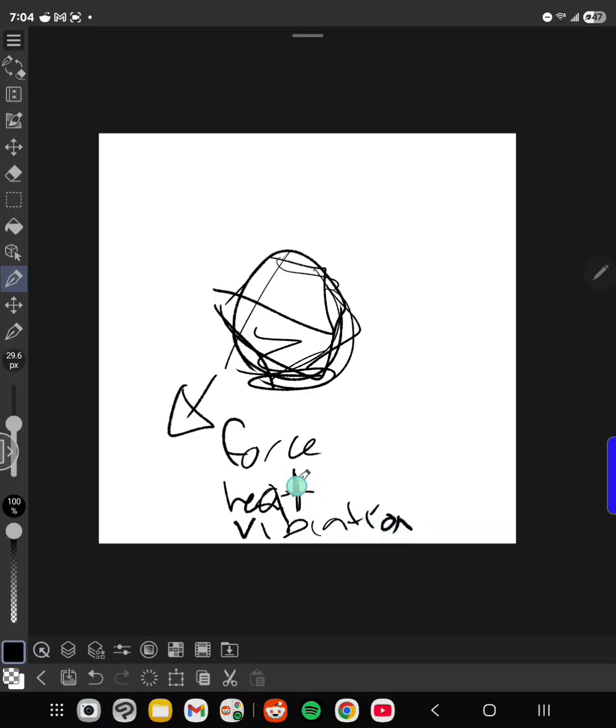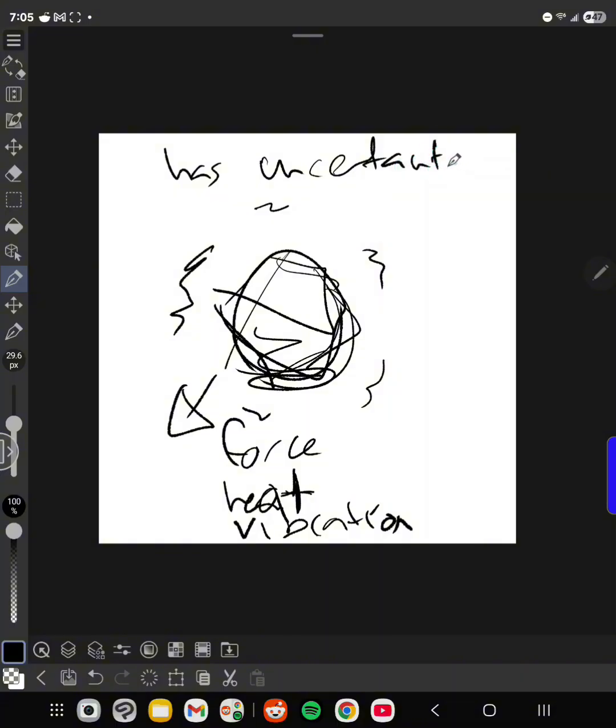Heat. Sorry, force, vibration, and that's an R. Okay, and that's an R. Okay, cool. So it has its own uncertainty system, uncertainty principle. See? No, that's not right. Principle.